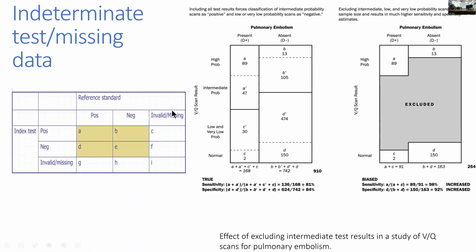What happens with the missing data? Normally, instead of a 2 by 2, there should be a 3 by 3 table, if the missing data has to be imputed or accounted for.